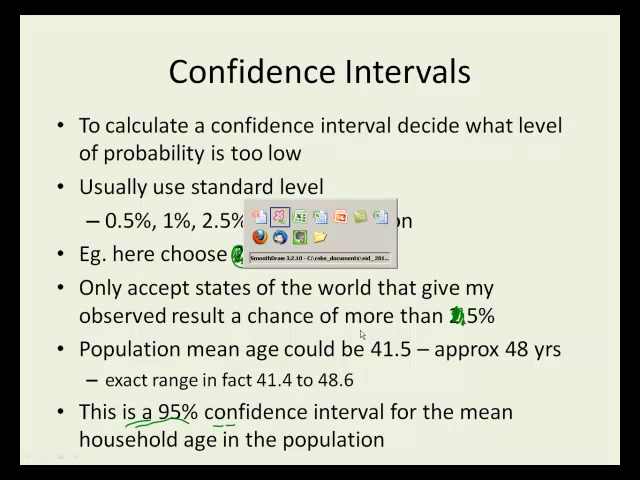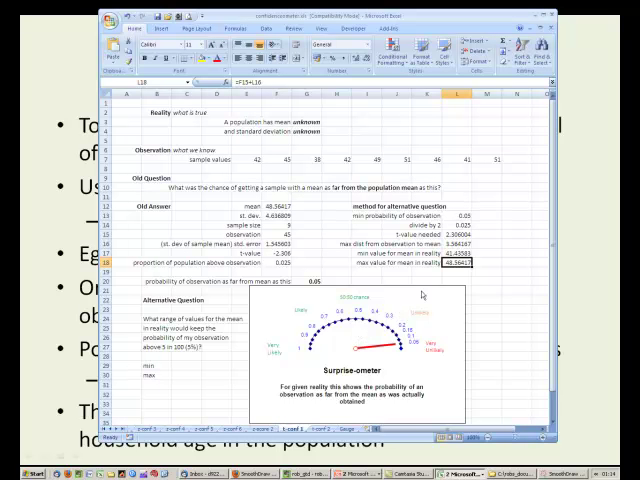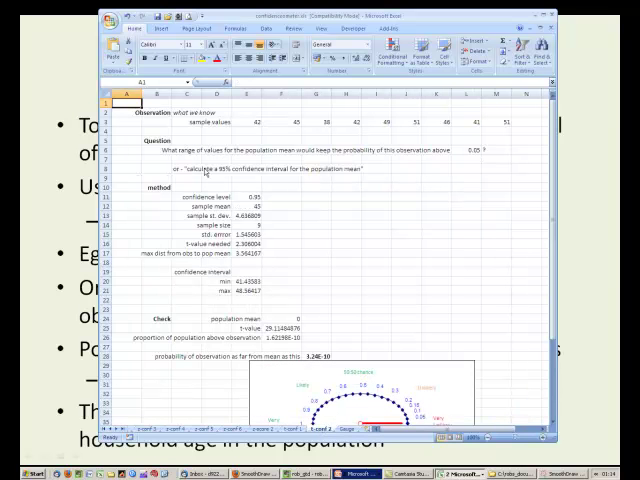Note that we don't need to stick with this minimum probability of 0.05. Here I could change it, or I can look at this one where it's set up more neatly. So this is the way you calculate it more positively. You start with the sample values. What range of values of the population mean will keep the probability of this observation above 0.05, and you work through, and it gives you the minimum and maximum. So that's setting out the working backwards in this spreadsheet, but it's all the same maths.